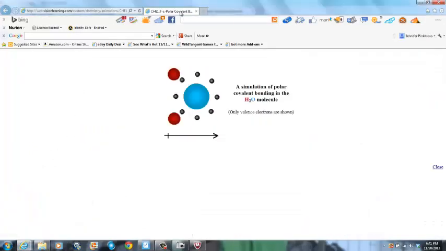And now we're going to look at polar covalent. What's happening is here are your mobile electrons. They're always moving, and they're continually sharing those valence electrons. Here only the valence electrons are shown for a water molecule, H2O. So you have 2 hydrogens indicated by the red atoms here, and the oxygen, which is blue.